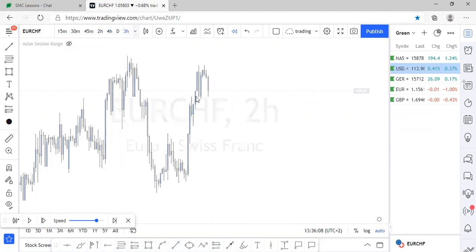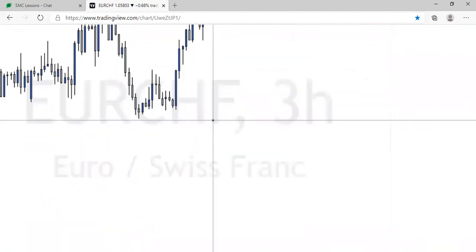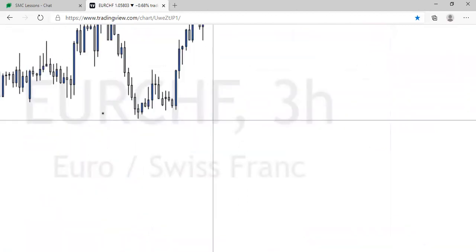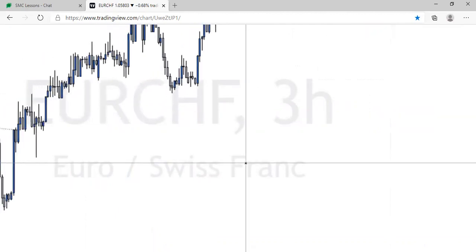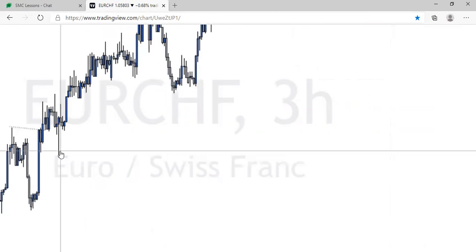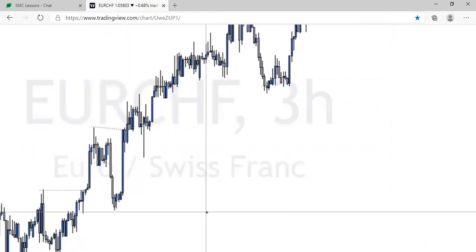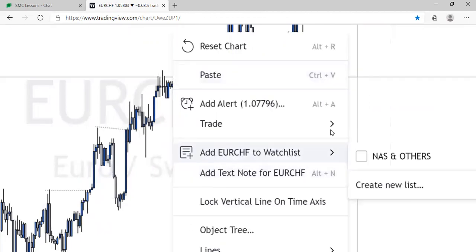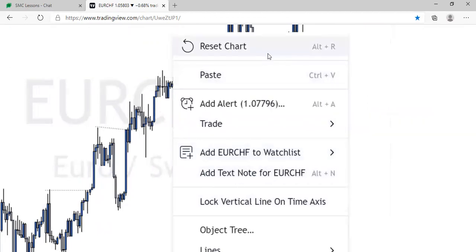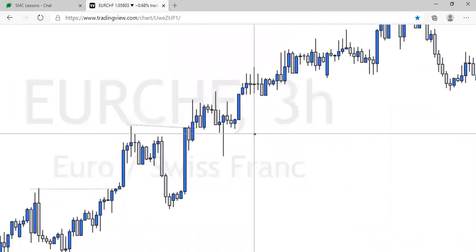Let me go to the 3-hour time frame. Oh shoot, I messed up, guys. This is a mistake. I don't know what happened for me to extend the screen like this. But let me try to reset the chart.